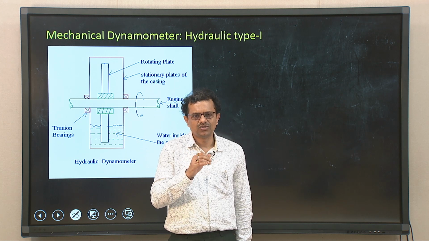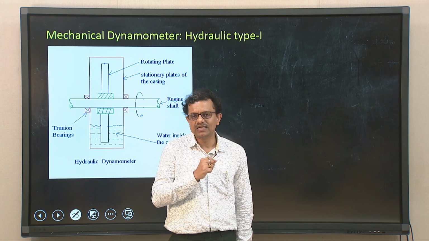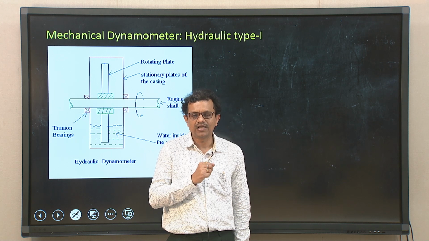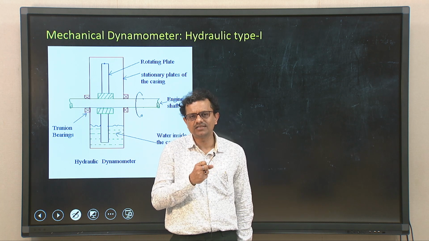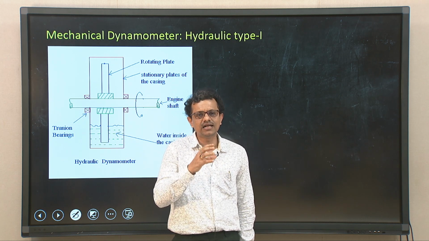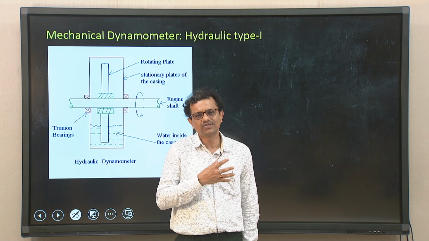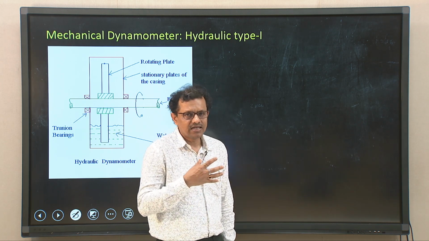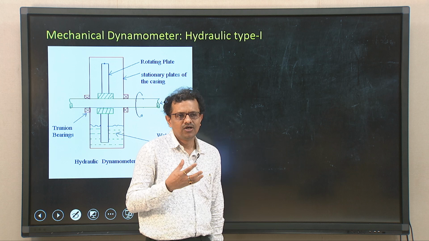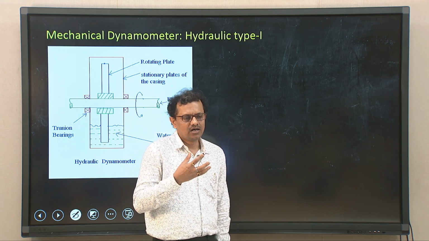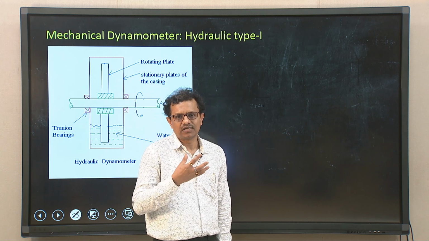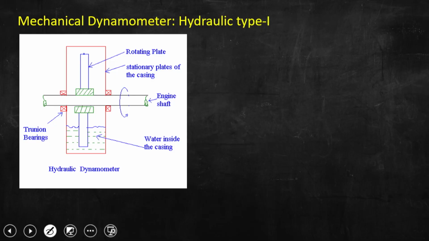In this particular type, from the name itself you can understand, though it is a mechanical, absorption type, it is a hydraulic type. The word hydraulic is used to indicate that there is a working fluid, and the working fluid is water. Like you have studied hydraulic machines, hydraulic machines are those machines whose working fluid is water. Okay. So, here also it is the hydraulic type. Now, let me describe the constructional features of this particular type.